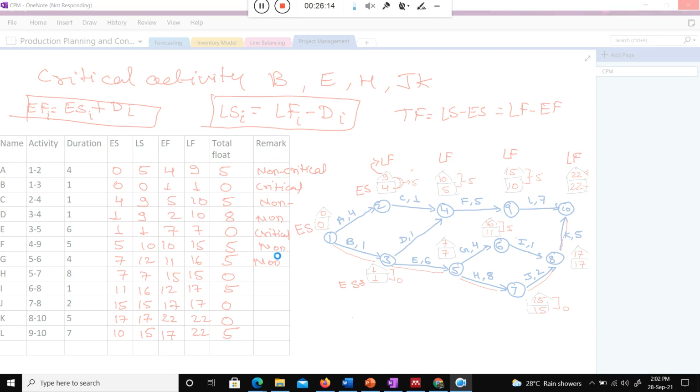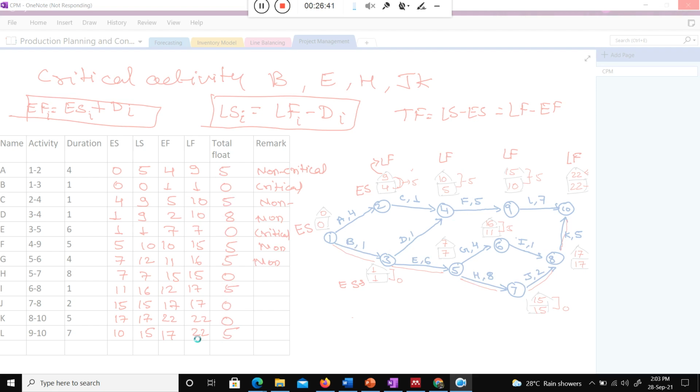But the thing here is, if the total float is 0, it indicates the critical path. Again, if you see the diagram, activity B, total float is 0. Activity E, total float is 0. Activity H, total float is 0. Activity J, total float is 0, and activity K, total float is 0. These are the critical activities and you need to focus there, and the others show how much delay is allowed in those activities.